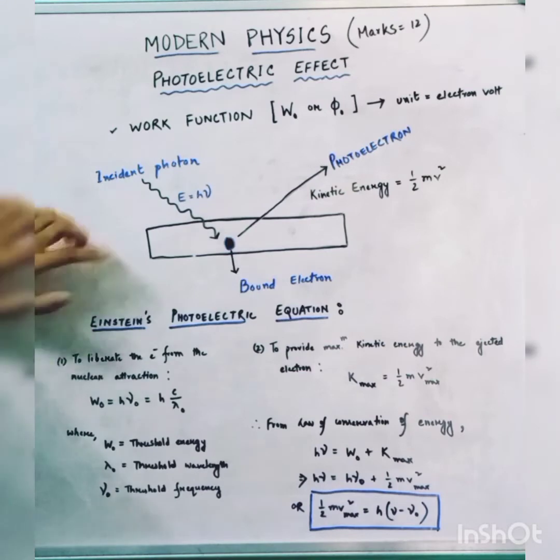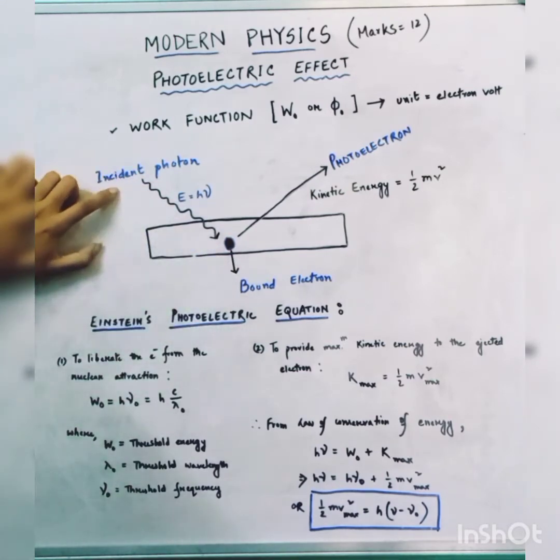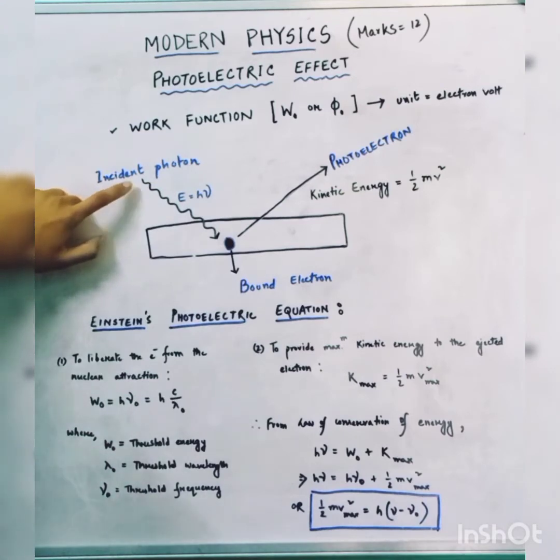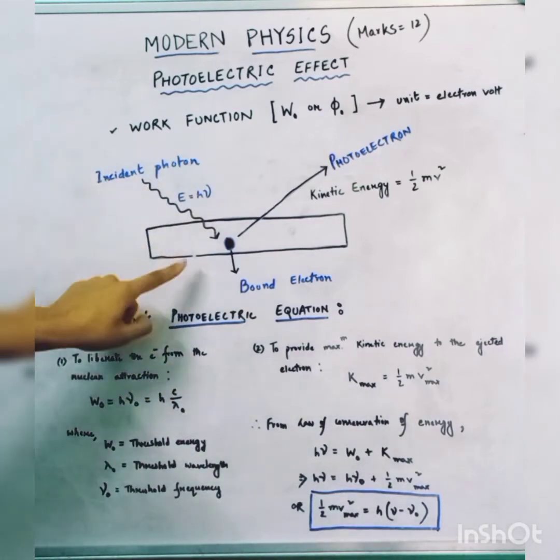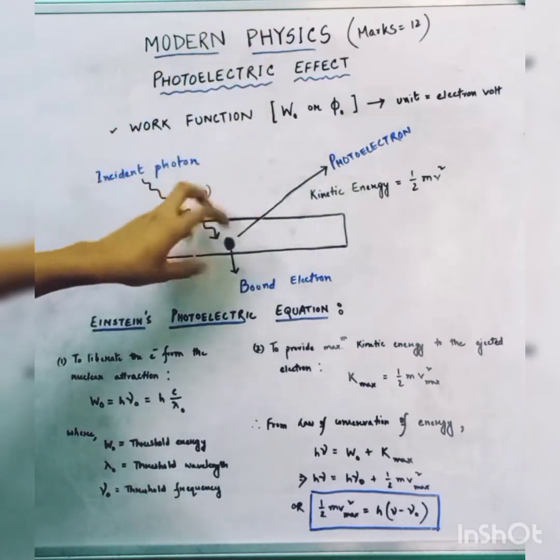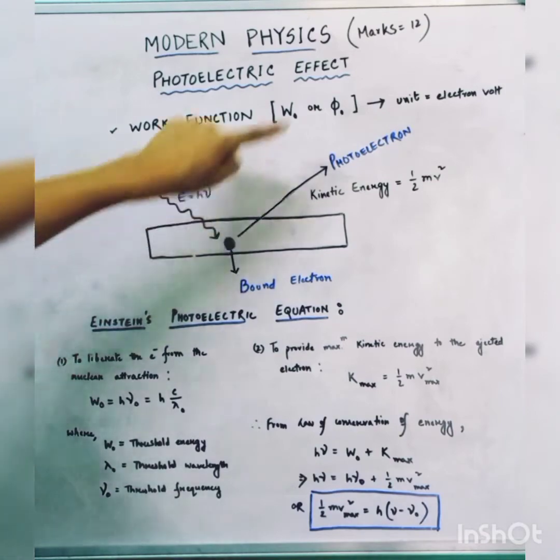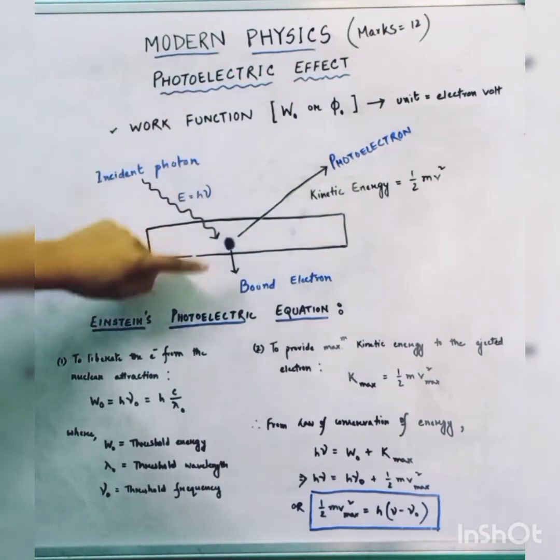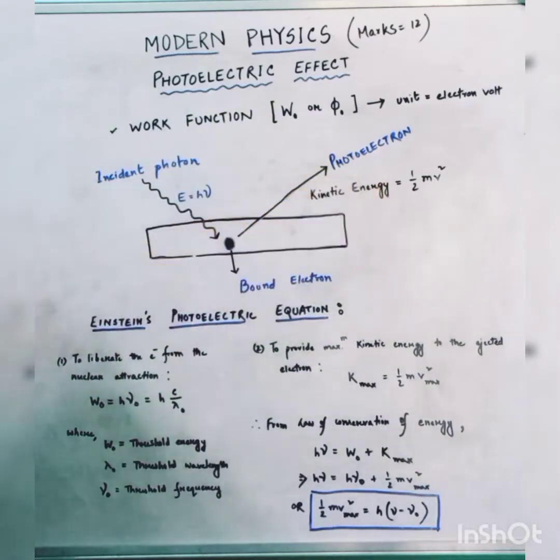Suppose this is a metal, this one is the bound electron inside the metal, and here I have provided an incident photon or an incident light with sufficient energy. Its energy has to be sufficient enough so that it can make this bound electron move away or escape from the atom, from the metal surface. And the bound electron will escape away as a photoelectron with a kinetic energy of half mv square, and this whole process is called photoelectric emission or photoelectric effect.